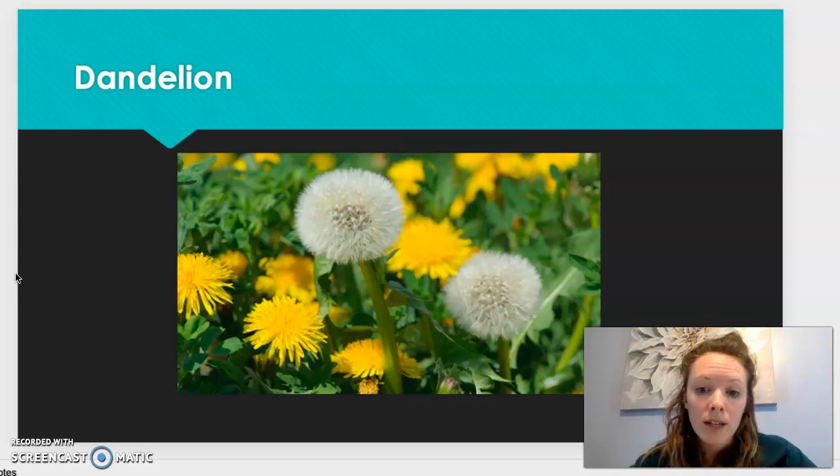So the adaptation is the seed structure, because it is very lightweight so that the wind can blow it very far. Another adaptation is, when we go up and grab them, we just break the stem right off. It's not very hard to do. That's actually an adaptation because it wants you to do that, but it doesn't actually destroy the plant itself. So its adaptation is that the stem above ground is very weak and easily broken.